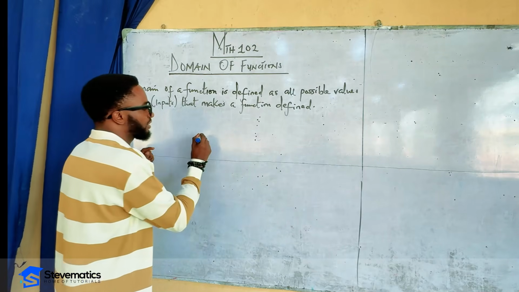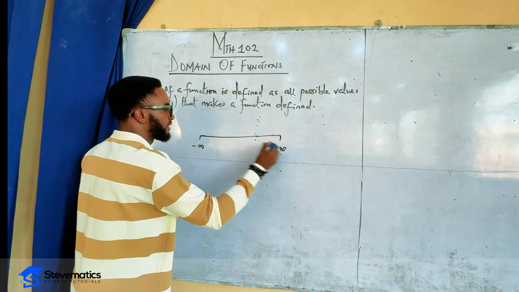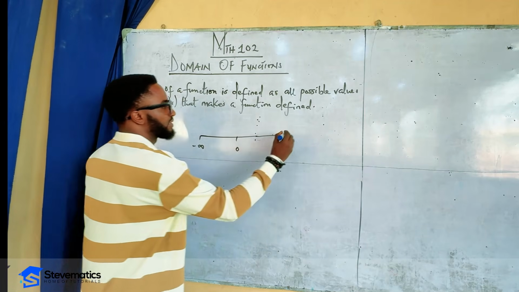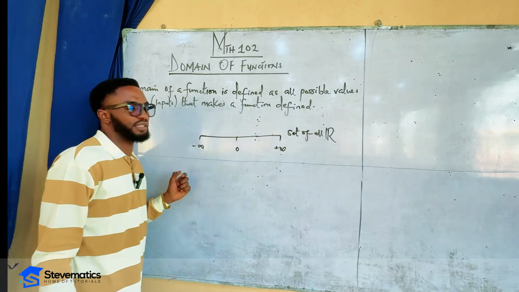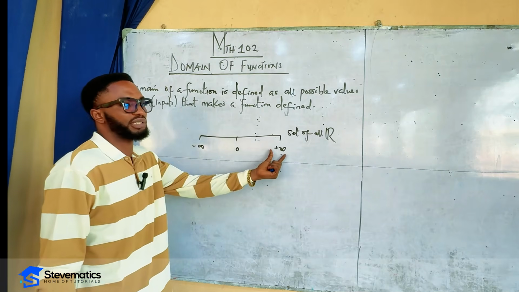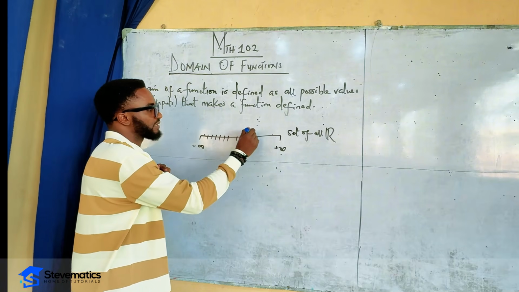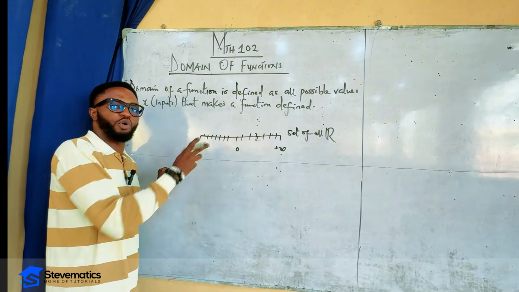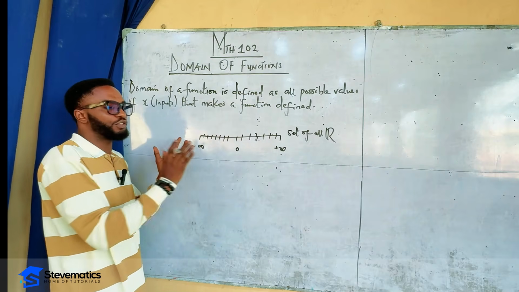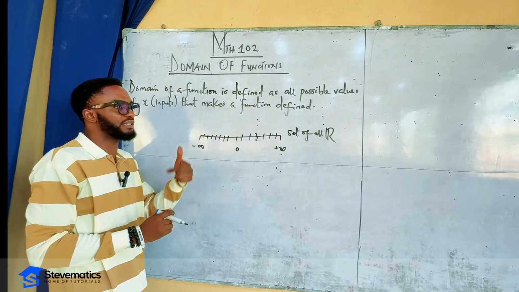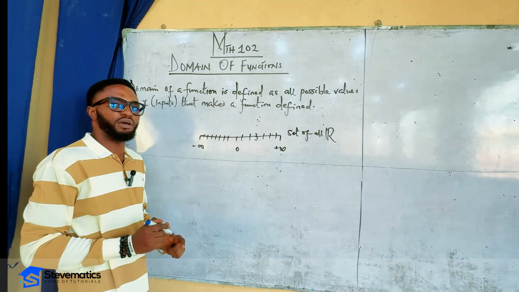All right. When we have a number line, negative infinity, positive infinity, 0, this is the set of all real numbers, the set of all real numbers that runs from negative infinity to positive infinity. So any value of x you pick from this number line system and you input or insert it into a function and it gives you a value, that is the domain of that function. It makes a function defined. That's how we define the domain of a function.